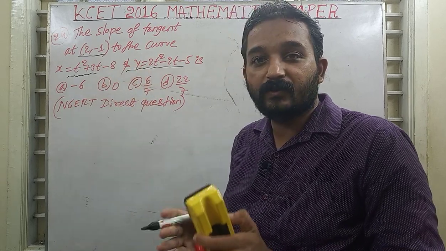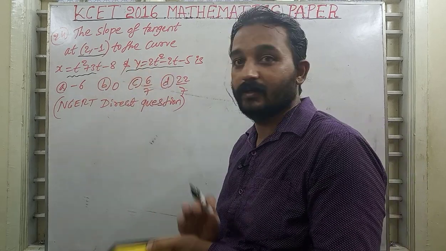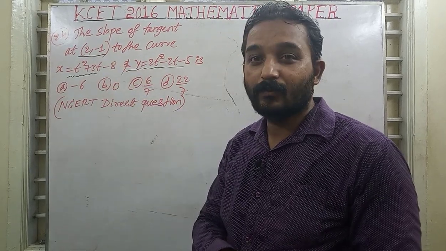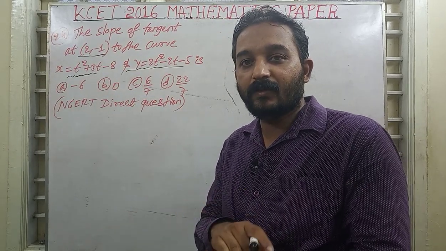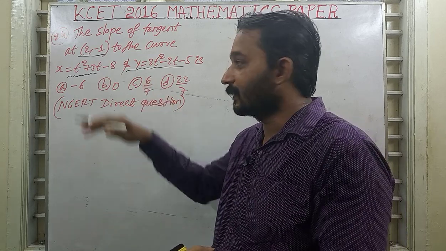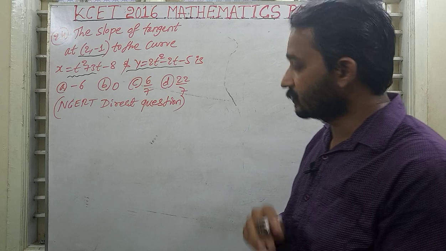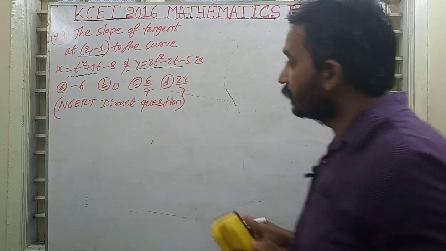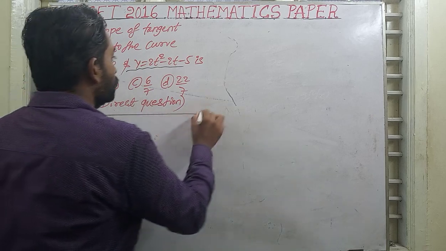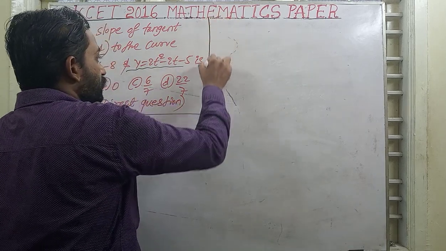First we have to find the point that satisfies both the equations, using the conditions x is equal to 2 and y is equal to minus 1, and then find dy by dx at that common point. Okay, so now solve these two equations. First identify the common term, which satisfies both equations.